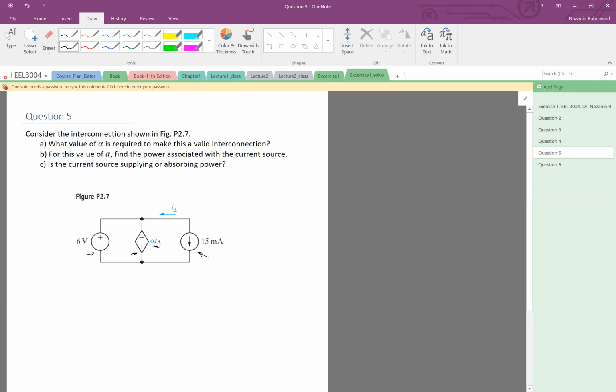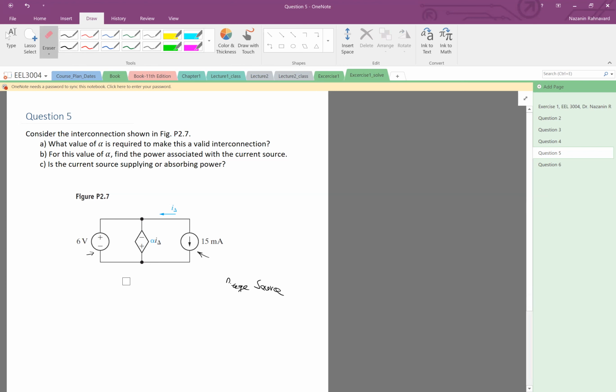So we call this a current controlled voltage source. It's controlled by I delta, with the coefficient of alpha. So the voltage here is alpha times I delta. Sounds good. So we would like to pick a value of alpha such that this is a valid interconnection.